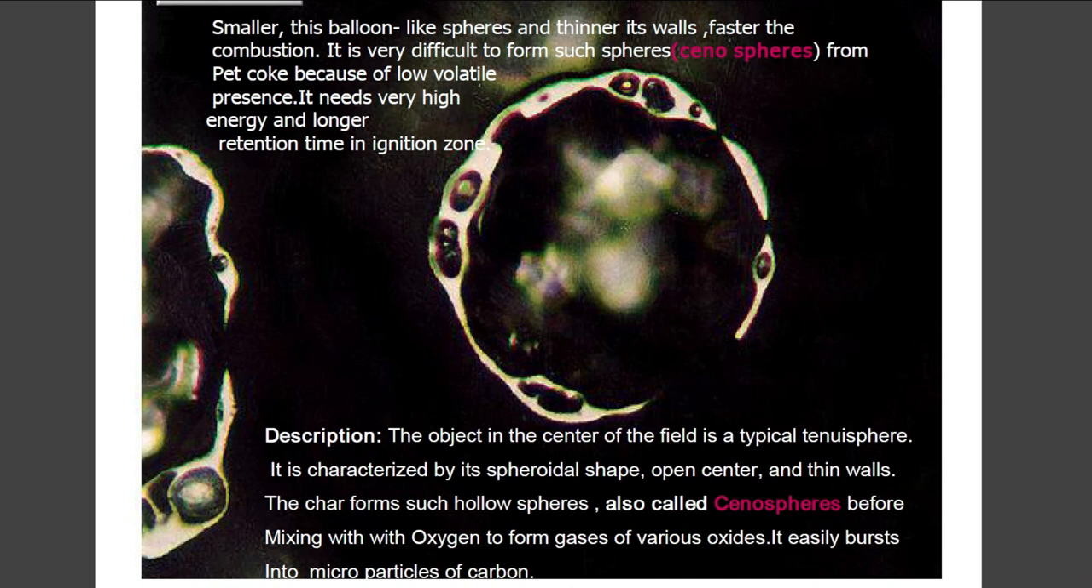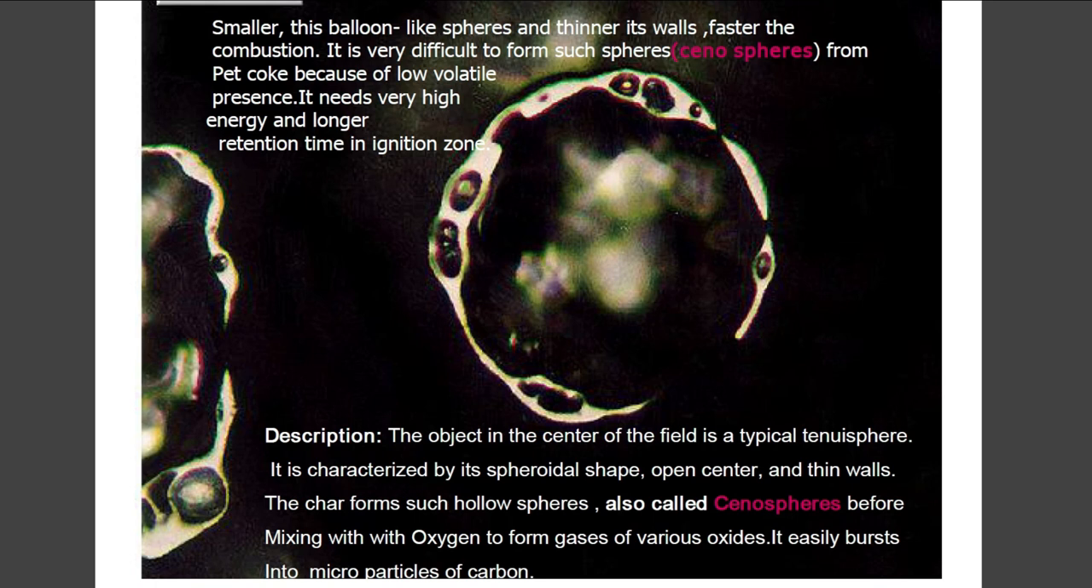The smaller the balloon-like space, the thinner its wall. The faster the combustion, the more difficult it is to form such a space, a cenosphere, from pet coke because of low volatile presence. It needs very high energy and longer retention time in the ignition zone.